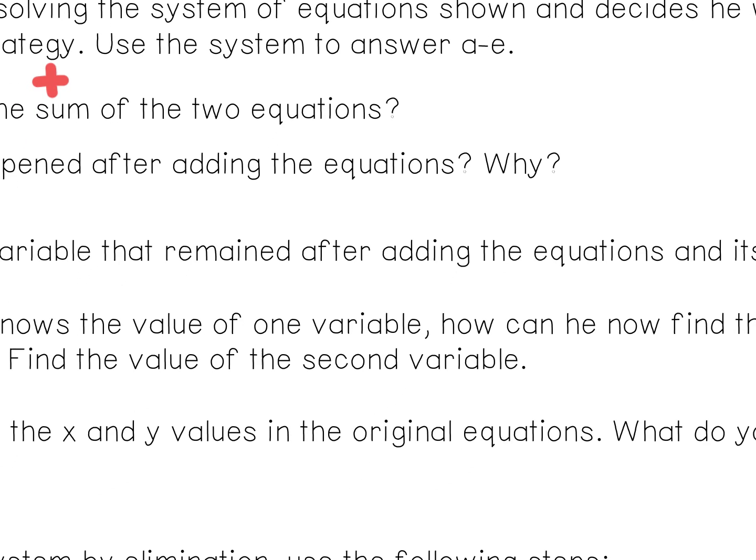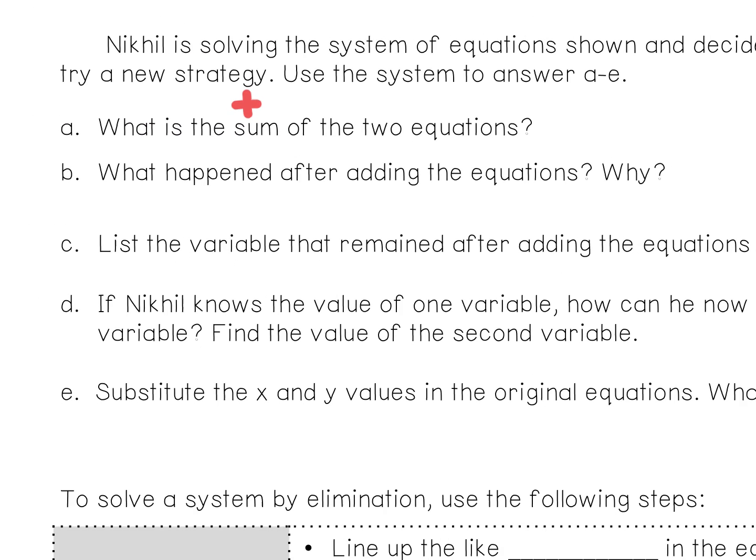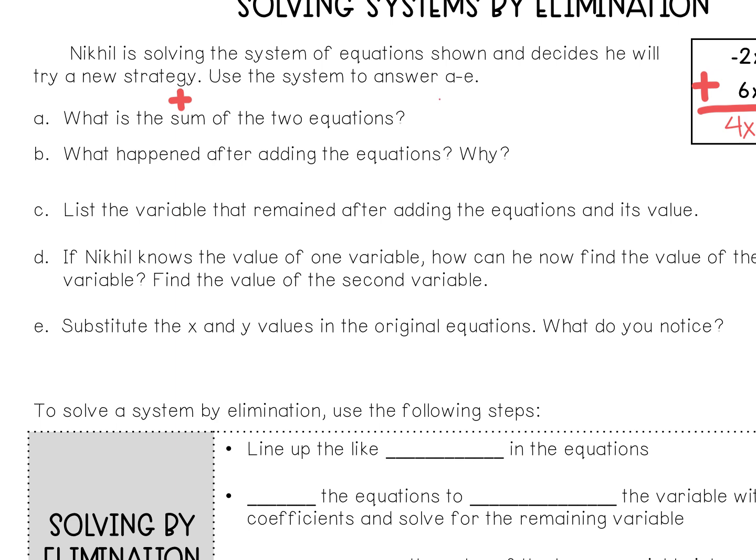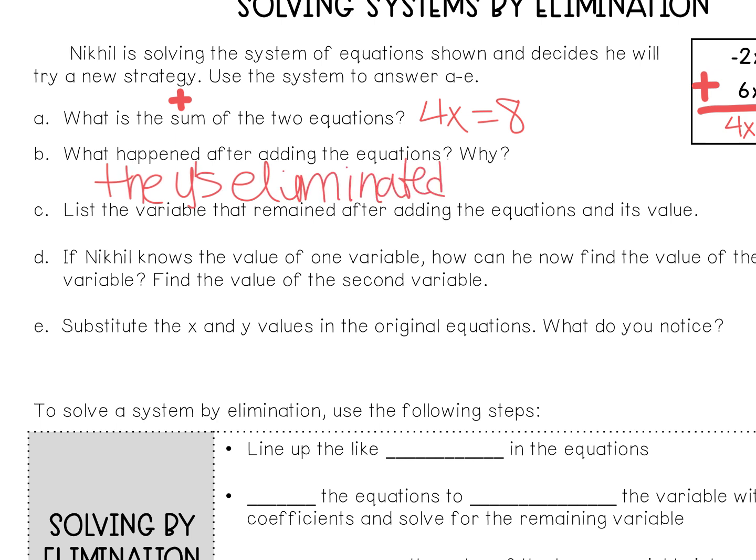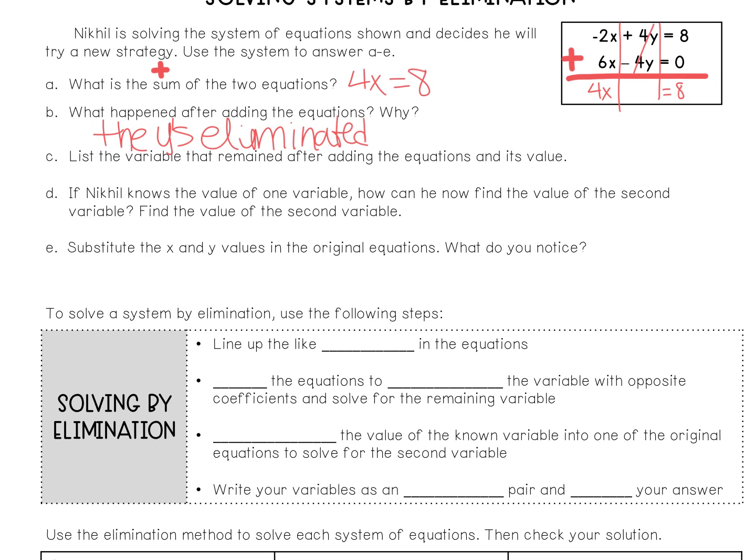So when we come back over here, what was the sum of the two equations? Well, those y's ended up canceling, so we just have 4x equals 8. What happened after that? Well, we can say that the y's eliminated. Thus the name elimination. List the variable that remained. So if we take 4x and its value, 4x equals 8, and we divide by 4, we get that x equals 2.